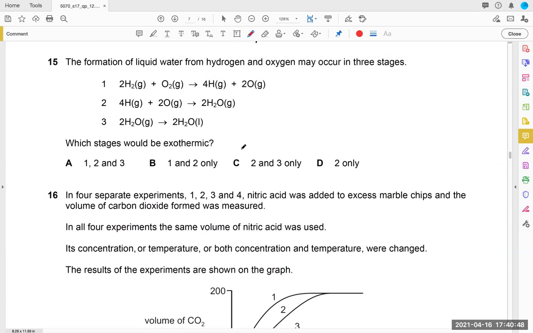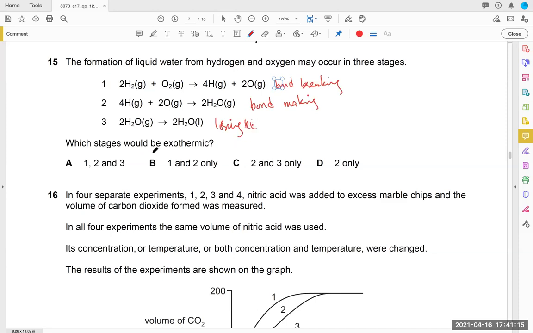All right, formation of liquid water from hydrogen and oxygen may occur in 3 stages. Okay, what's happening here? Here, atoms are the ones that are left over, so there is bond breaking. Here, bonds are being made. And here, it is just losing energy. The particles are slowing down. This is again losing energy, kinetic energy.